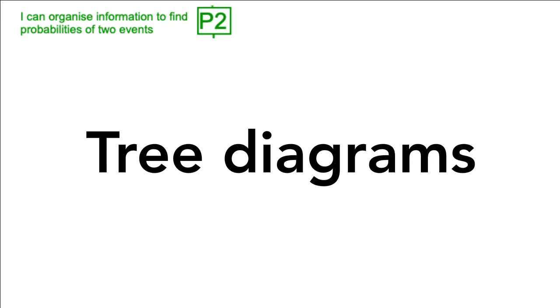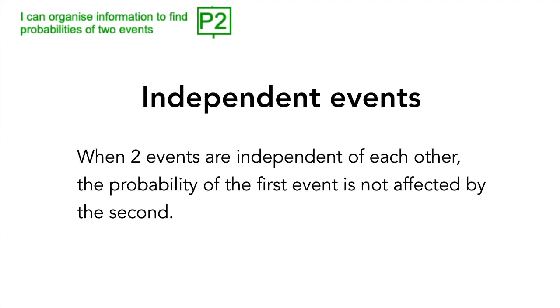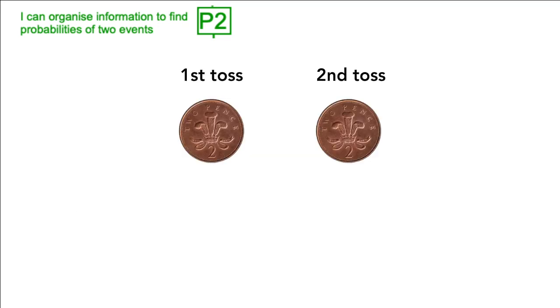Just like in the previous video, we'll start by going through what independent events mean. When two events are independent of each other, the probability of the first event is not affected by the second. To help make sense of that, let's consider flipping a fair coin twice. If you flip the coin once, what is the probability of getting heads? The probability would be half or 0.5.